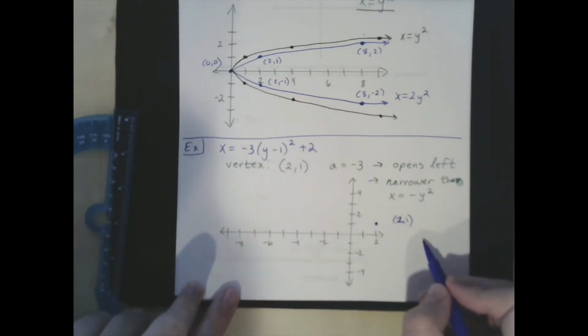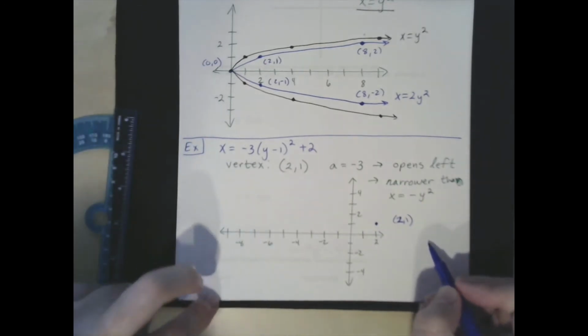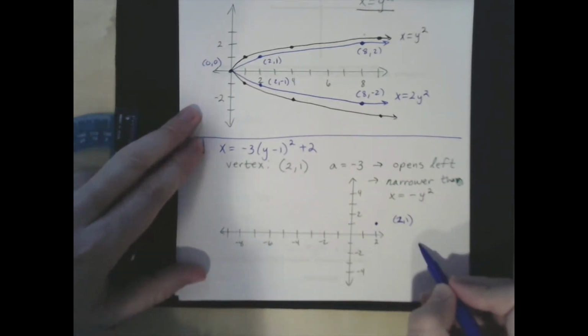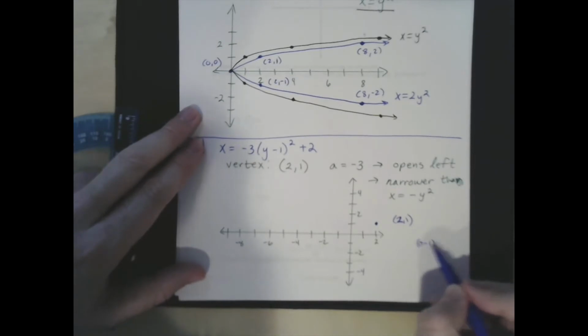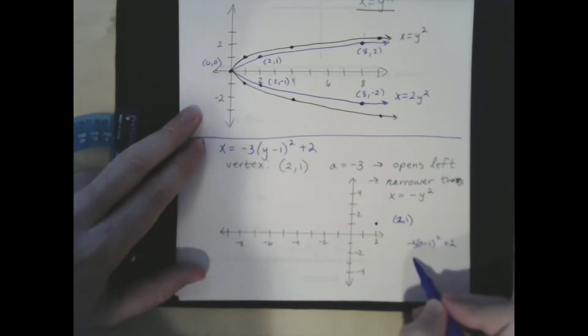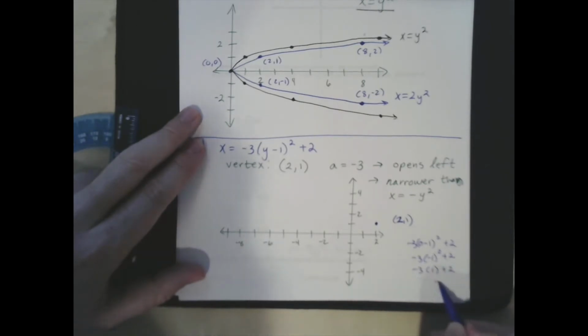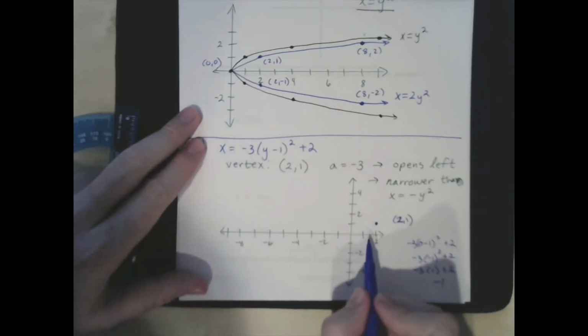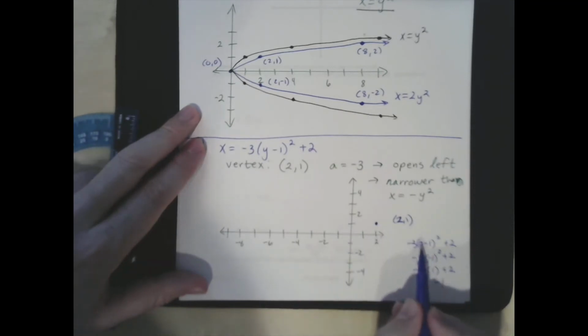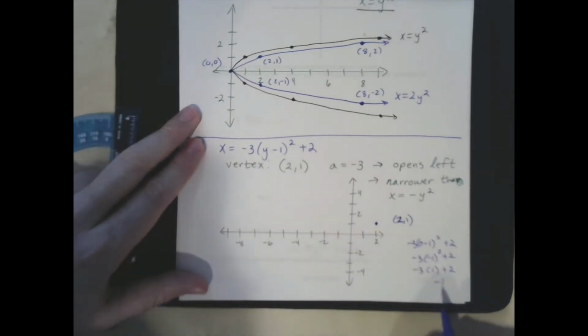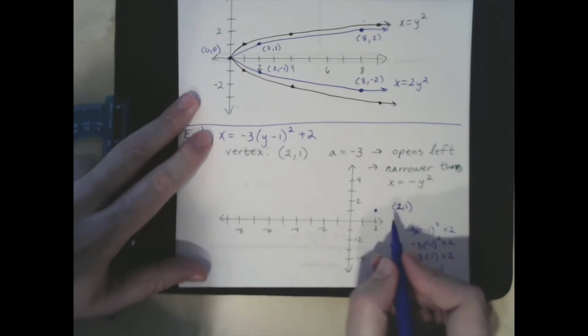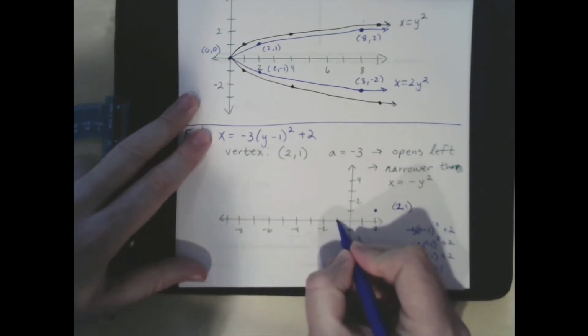So if we plug in 0 for y, we do it down here to the right, we have 0 minus 1 squared times a negative 3 plus 2. So negative 3 times negative 1 squared plus 2. And that's negative 3 times 1 plus 2. Now this is going to equal negative 1. So my intuition was correct. When y is 0, x is going to be negative 1. So we would go through right here.